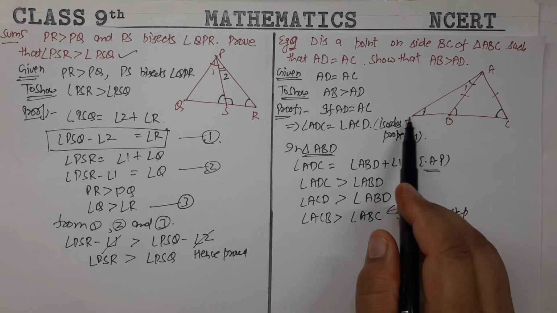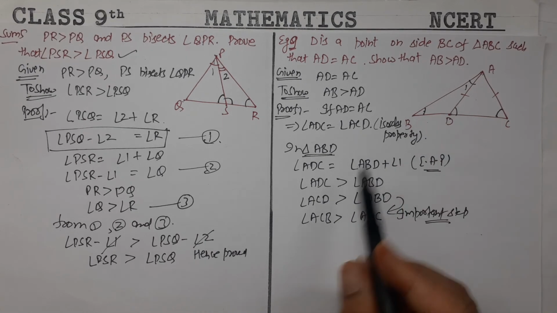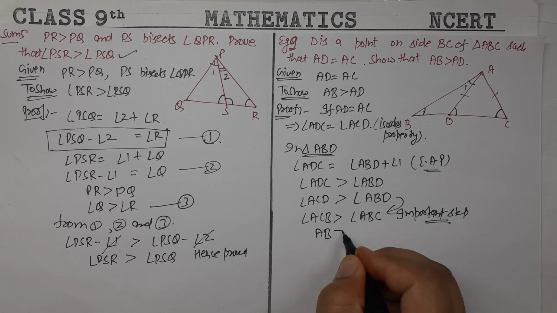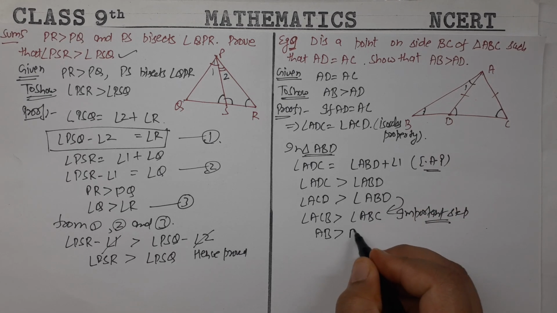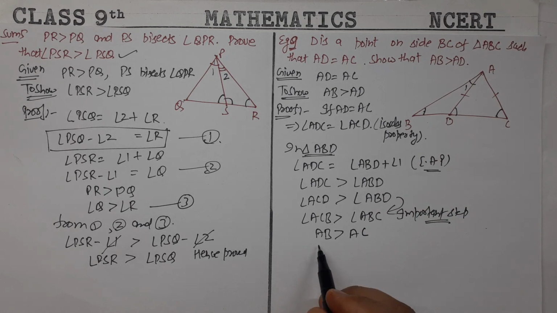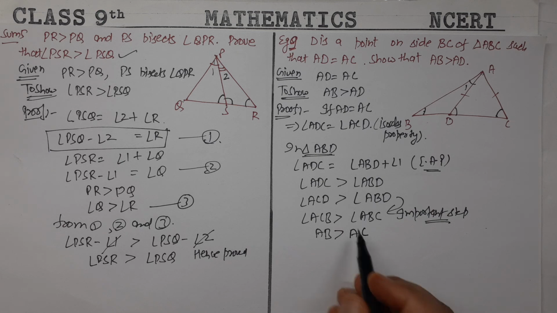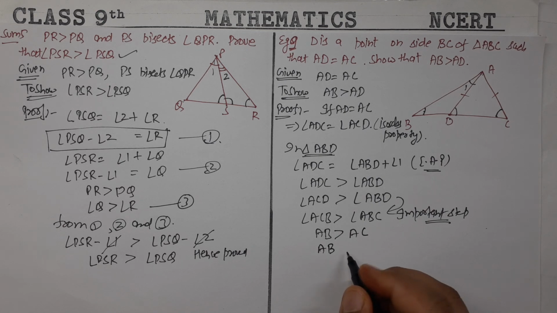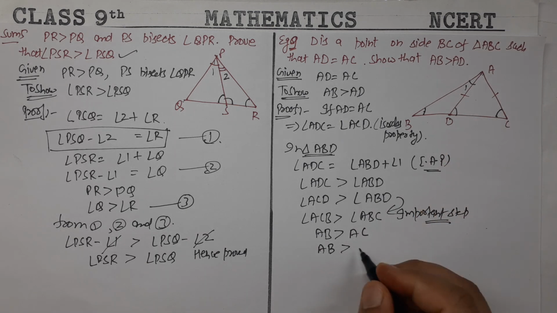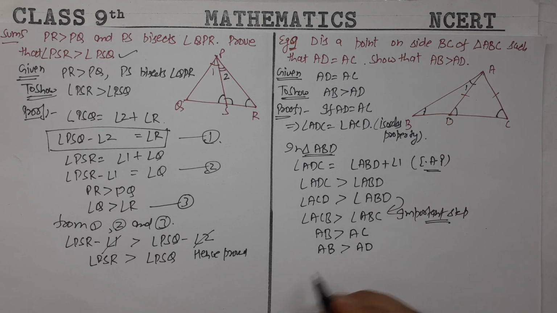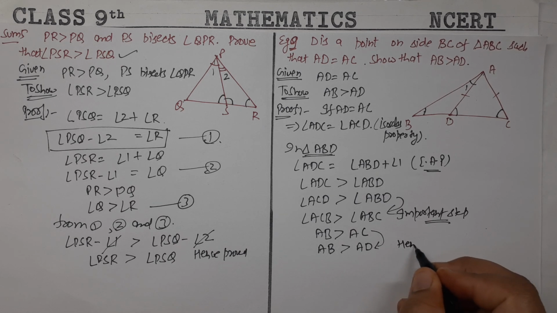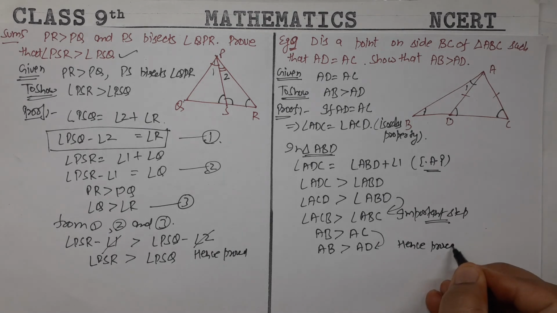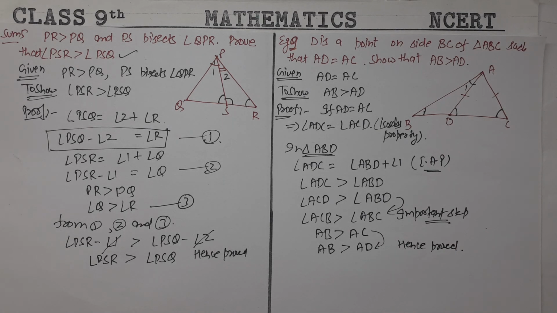ACB, in front of it side is AB. ABC, in front of it side is AC. AB is greater than AC. Now replace AC and AD are equal. Replace AC from AD. So hence proved. Thank you.